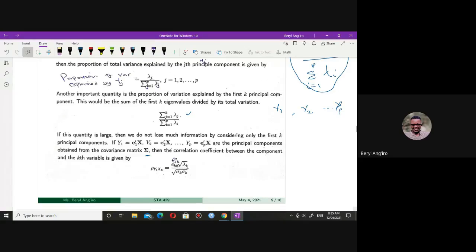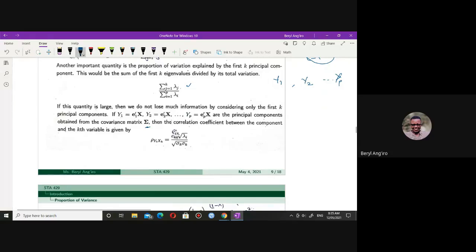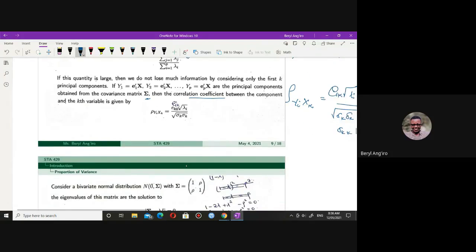Then we have another definition, which is the correlation coefficient between a principal component and the kth variable. So the correlation coefficient between the ith principal component and the kth variable will be given by eik times the square root of lambda i, divided by the square root of sigma kk. So this is the correlation coefficient between the ith principal component and the kth variable.